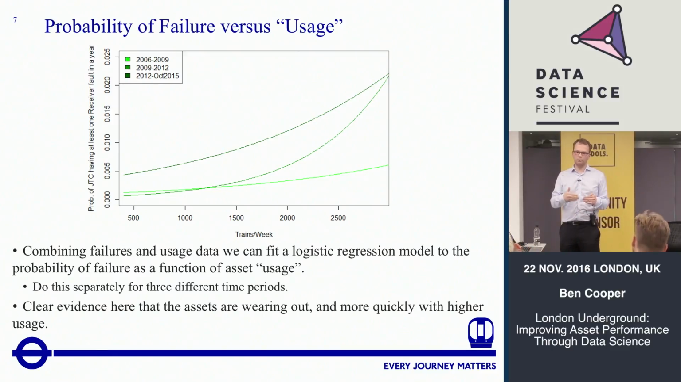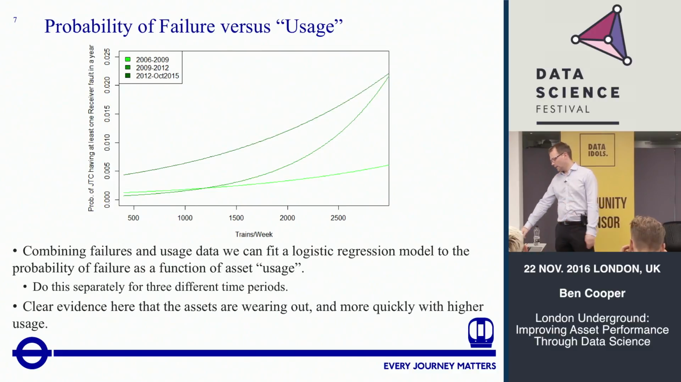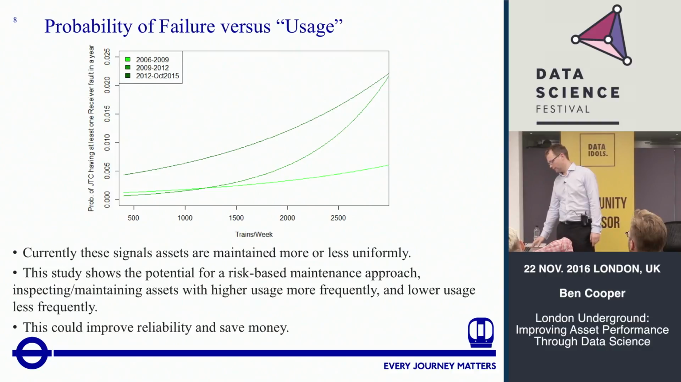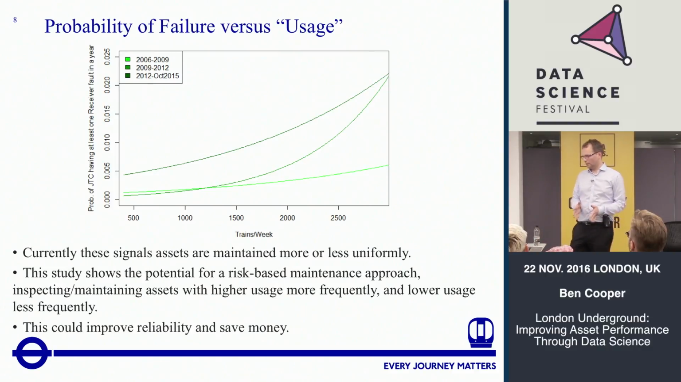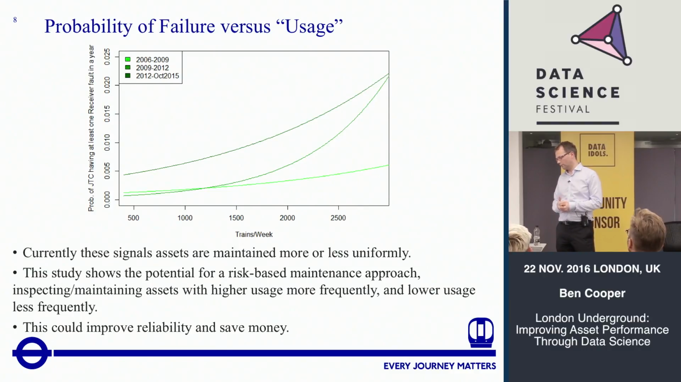As time goes on, you're getting more and more chance of them failing, and they're wearing out quicker with higher usage. So, as I said, these signal assets are basically identical. They're maintained more or less uniformly. So this potentially shows some potential for a risk-based maintenance approach. So you say my assets in the centre of London require more care and attention, and potentially a more frequent, careful maintenance regime than those on the outside.